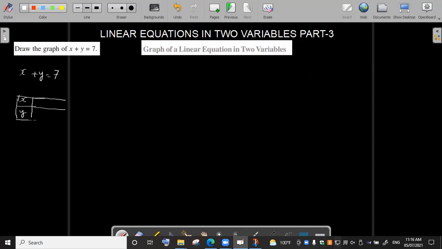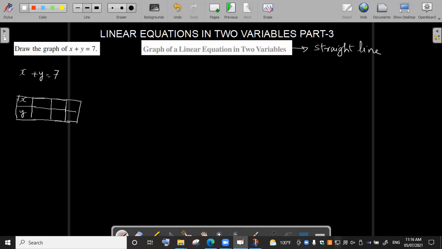So we need three different solutions of this equation, and then we will represent those solutions on the graph as points and join those points. A linear equation always has a graph that is a straight line. The graph is always a straight line. If it is not a straight line, that means you are making some mistake. It will always be a straight line. Okay.